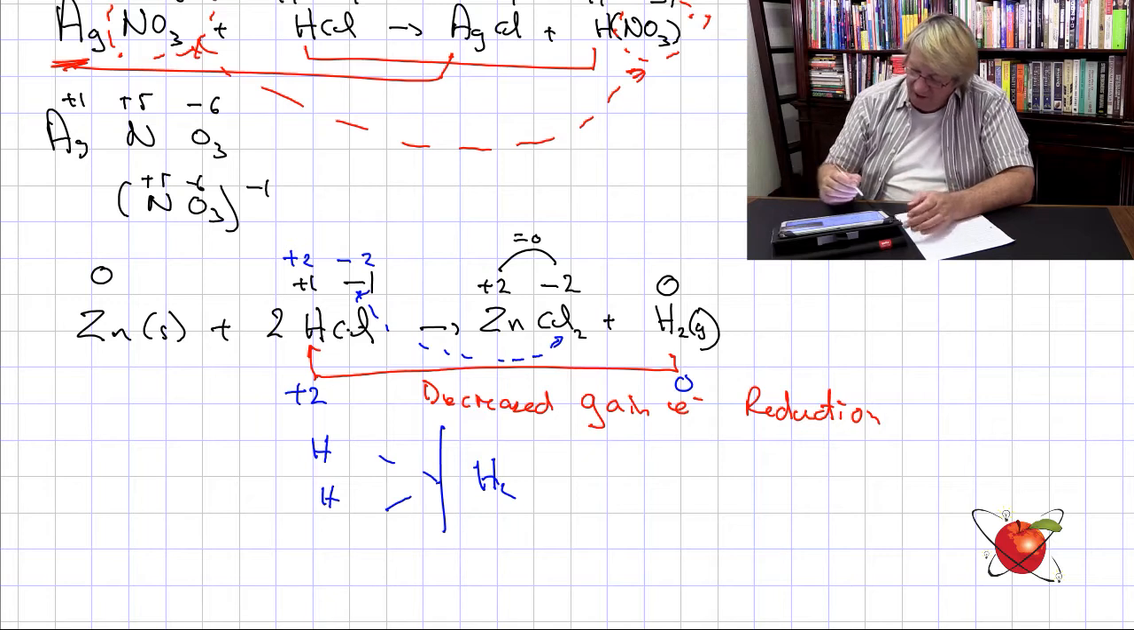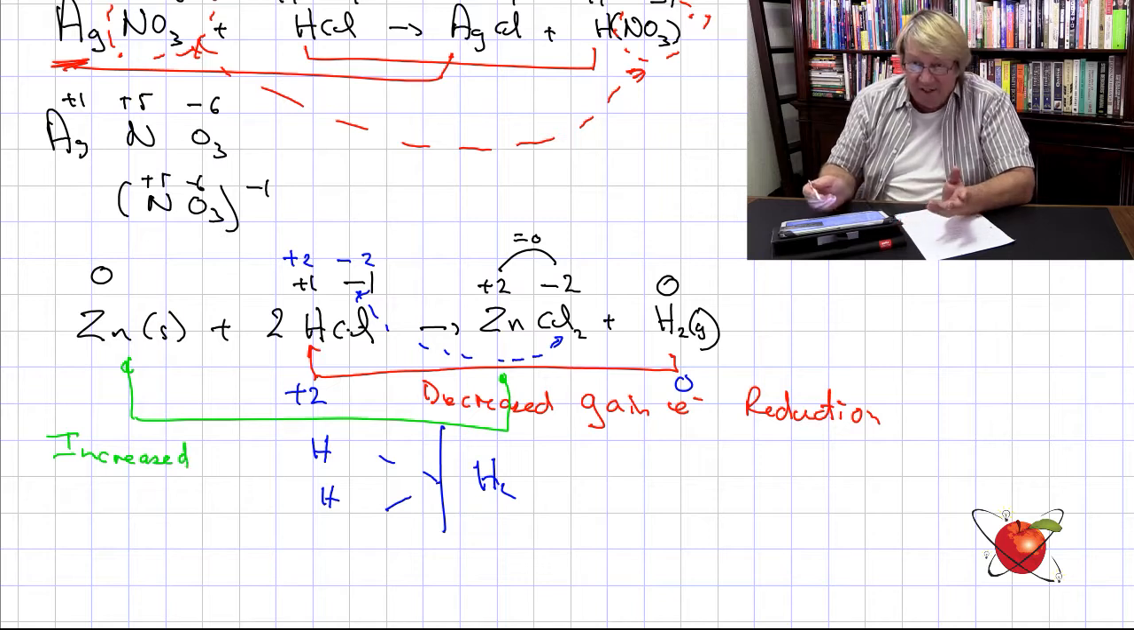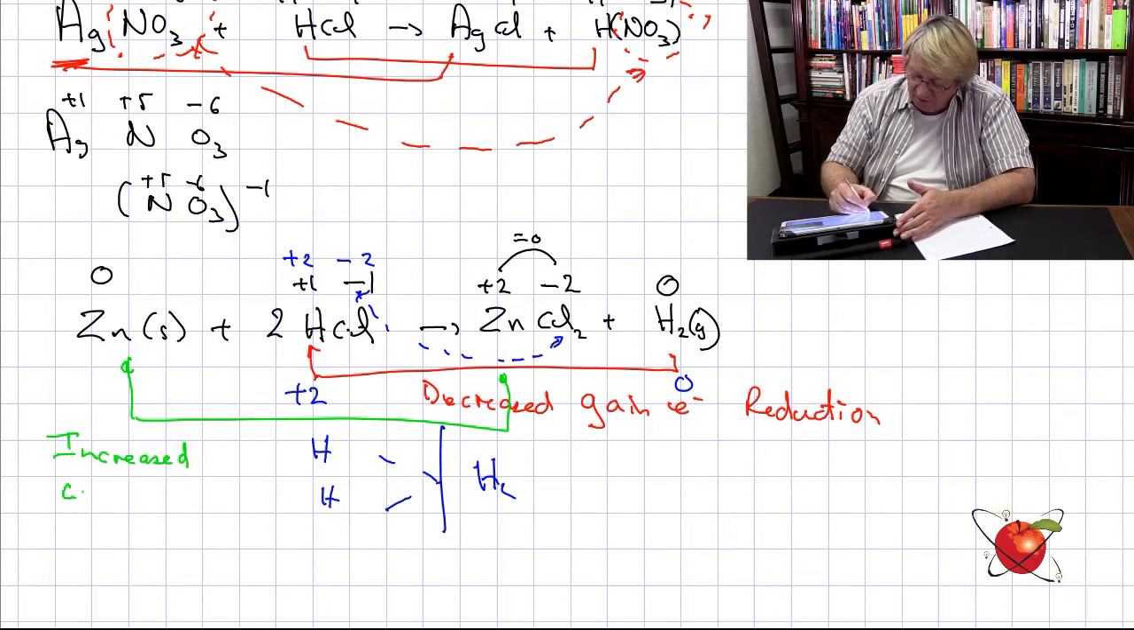Let's have a look at the remaining one, the zinc. What happened to zinc? There we go. Zinc increased. Increase means it must have lost electrons. OIL RIG: oxidation is loss.